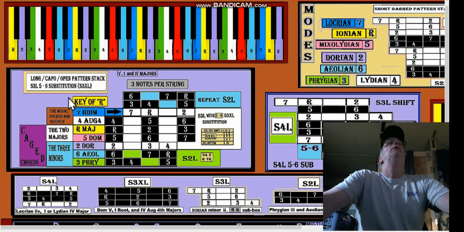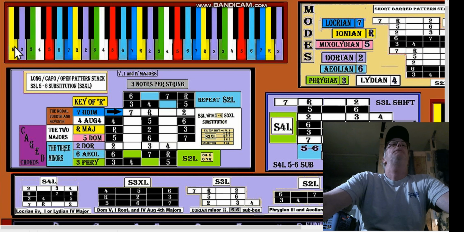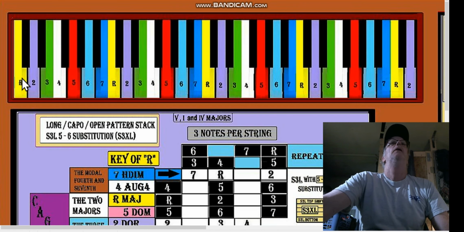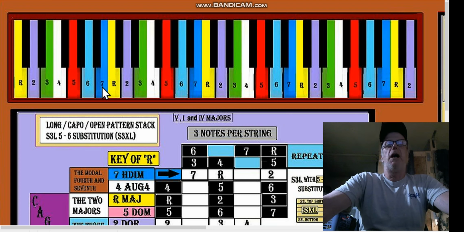Alright, so we're not always going to be conveniently looking at root, 3, 5, and then the Dorian would be 2, 4, 6 of whatever key, and the Phrygian would be 3, 5, 7. You're going to see a lot in the guitar.